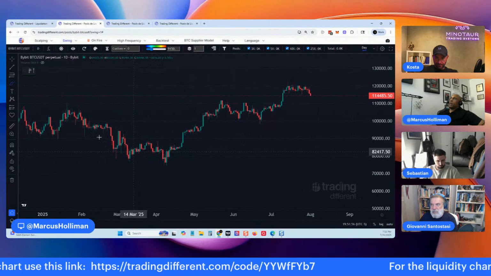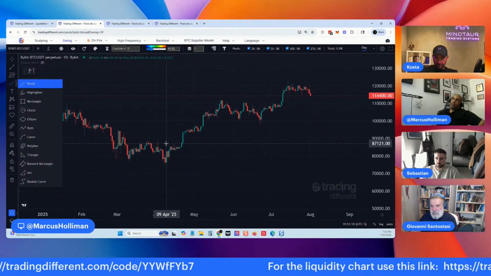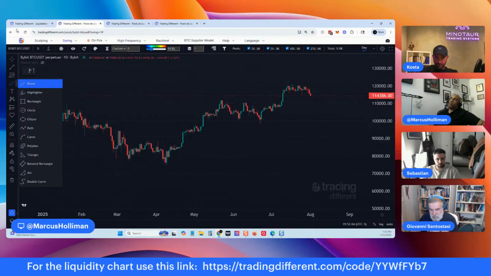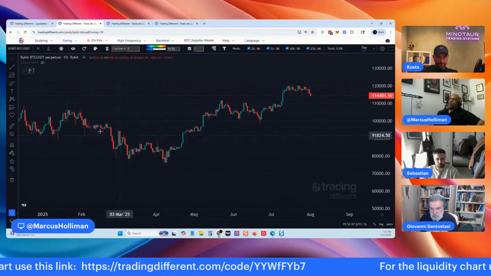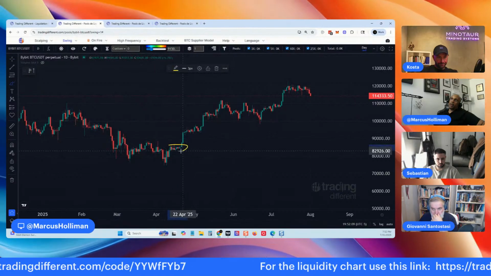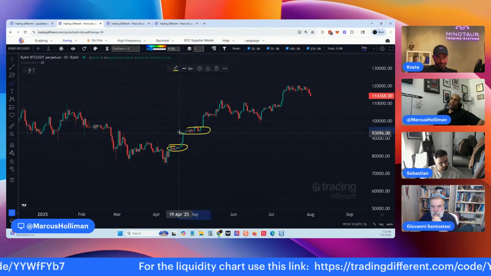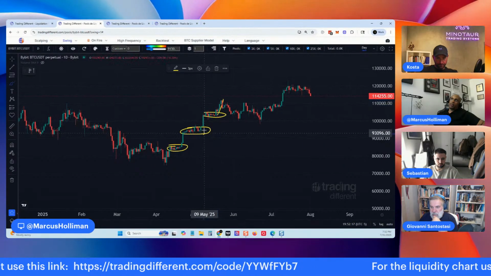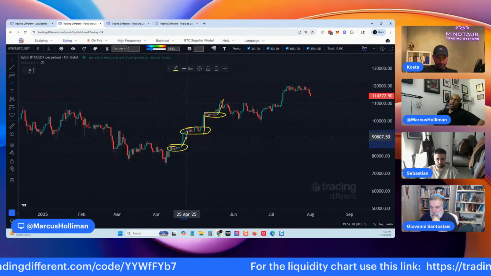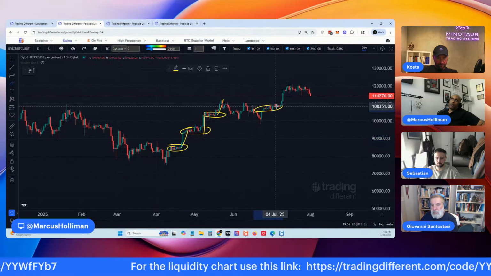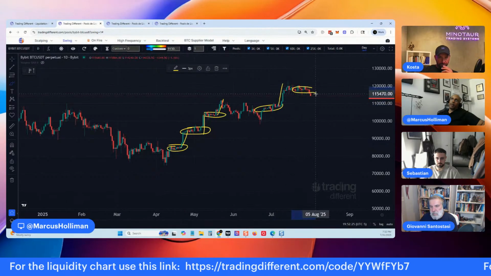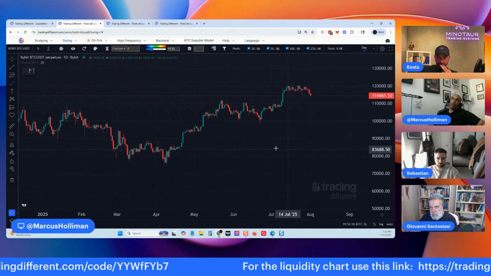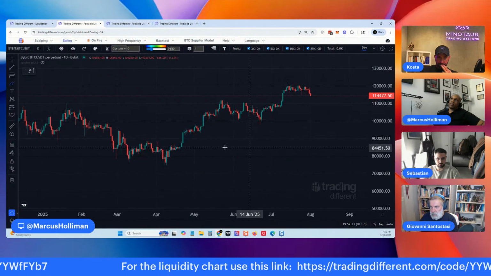All right, so what we've been having is, since the institutions have come in here, the ETFs, we're getting a different behavior than we used to get in Bitcoin. We're getting these very clear accumulation zones where we accumulate and then we displace, accumulate and displace, accumulate, displace. Okay, and I love this pattern. This is Christmas for me.